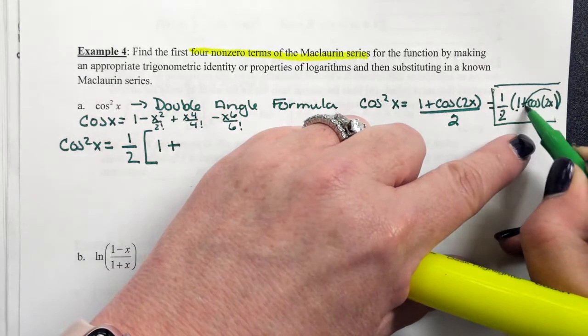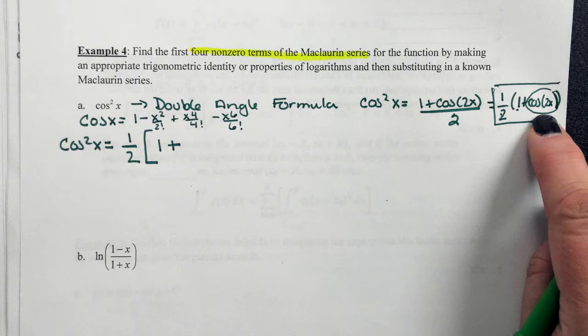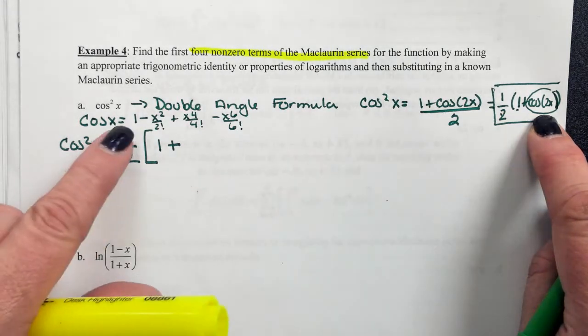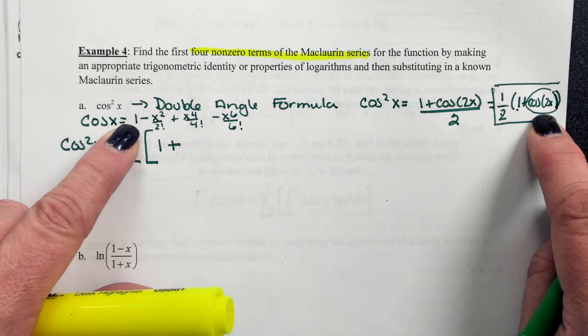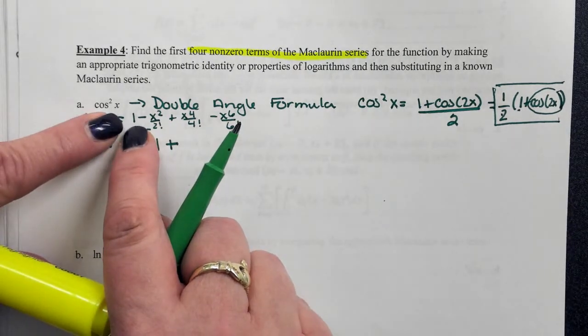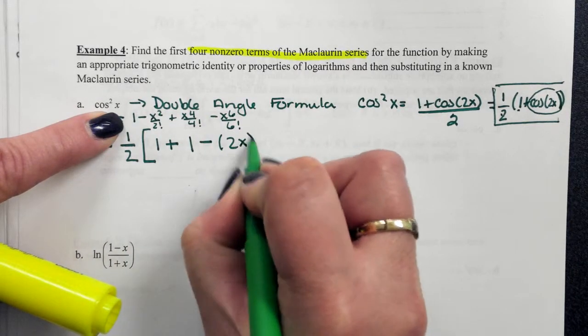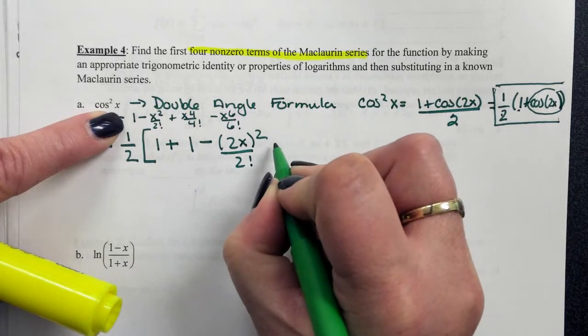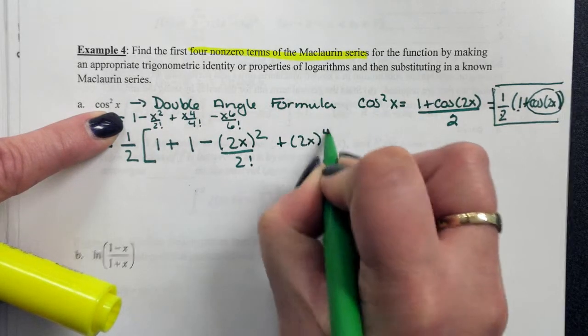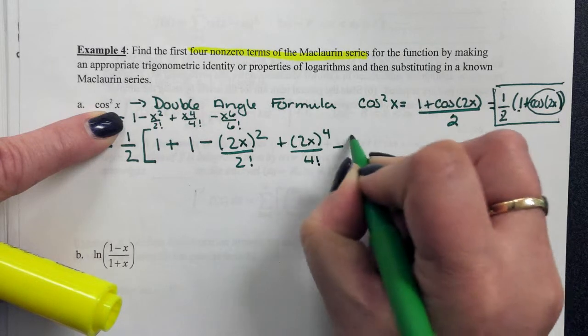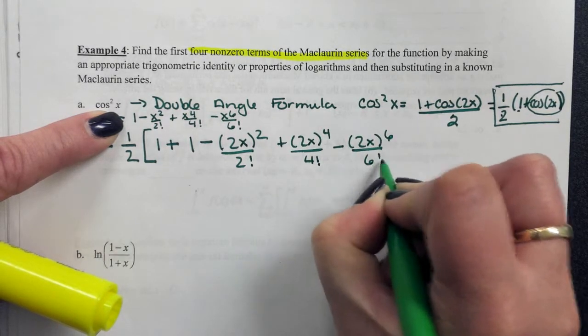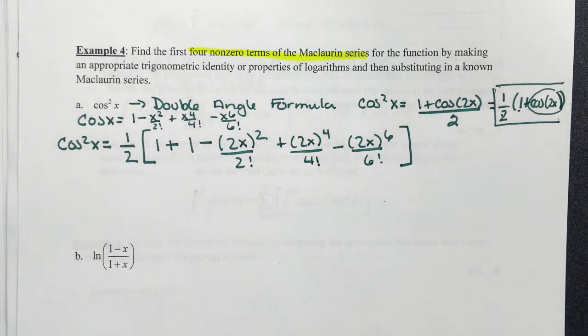Now I want to generate my Maclaurin for cosine of 2x. So I'm just going to substitute, take out my x and replace it with a 2x. Now don't confuse yourself. I still have to start this Maclaurin for cosine of x with 1. So it's going to be plus 1 minus the quantity of 2x to the 2nd power over 2 factorial plus 2x to the 4th over 4 factorial minus 2x to the 6th over 6 factorial. So any questions on how I did the substitution into that cosine double angle formula?